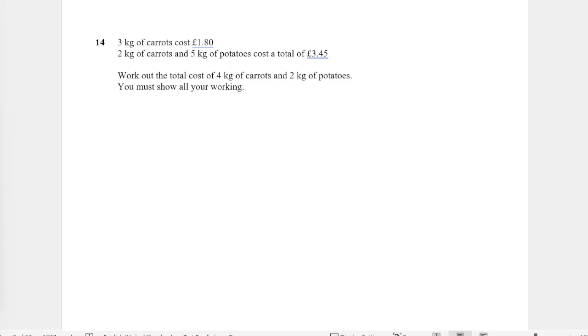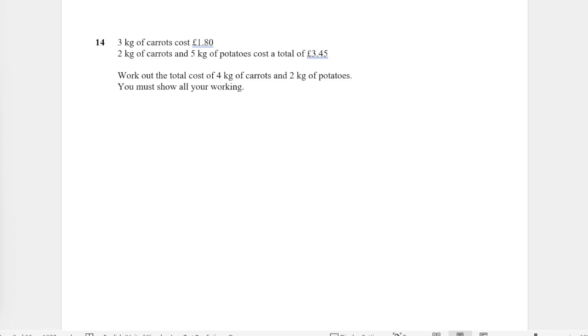Question 14. 3 kilograms of carrots cost £1.80. 2 kilograms of carrots and 5 kilograms of potatoes cost a total of £3.45. Work out the total cost of 4 kilograms of carrots and 2 kilograms of potatoes.